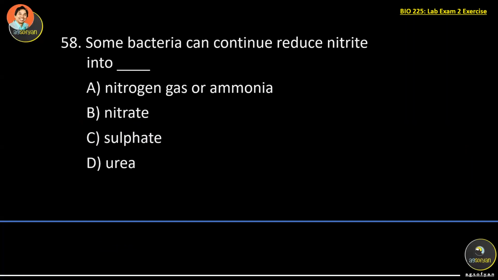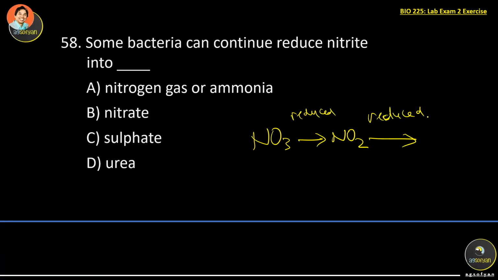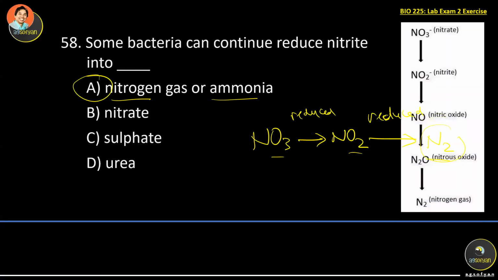Some bacteria can continue to reduce nitrite into NO3 and then NO2 and then what? Okay, so reduce. Okay, so it means that the oxygen becomes less. So which one is that? Okay, remember nitrogen gas, there is no oxygen over here. So you see that one over here. So that should be the answer. And the other one is going to be ammonia, because ammonia also does not have oxygens. Okay.